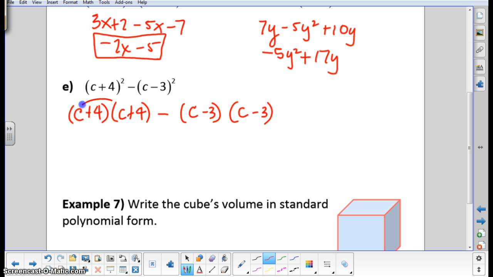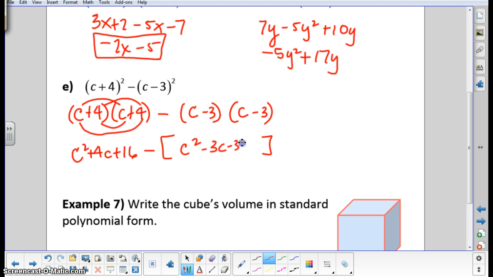When we FOIL this out, we have c squared plus 4c plus 16. We're going to FOIL this one out, but we're going to put it in big parentheses because that minus sign is going to act on the entire FOIL. C squared minus 3c minus 3c plus 9. And you're probably howling right now because you realize that I goofed again. And I didn't put that second 4c in there.